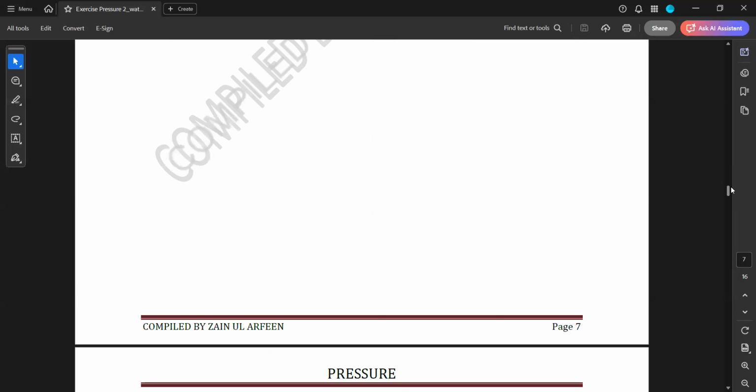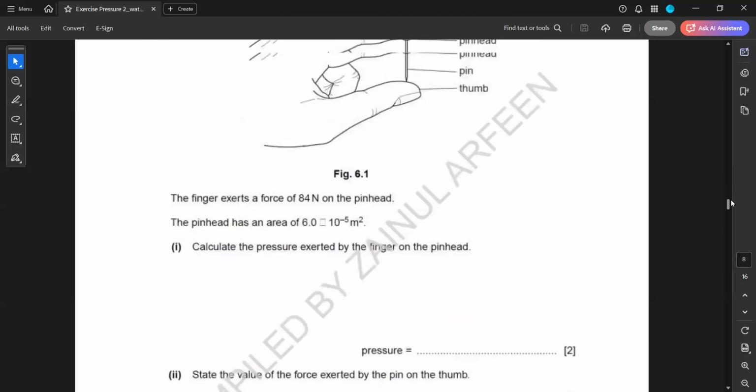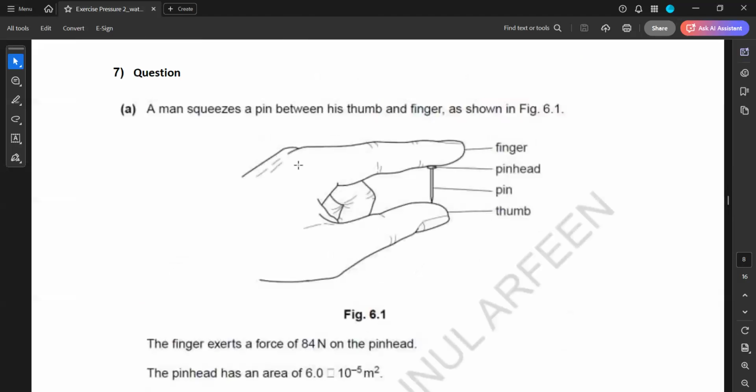Next, we have question 7. Any doubt? 7 part 3. Yes. I just want to check if my answer is correct or not.